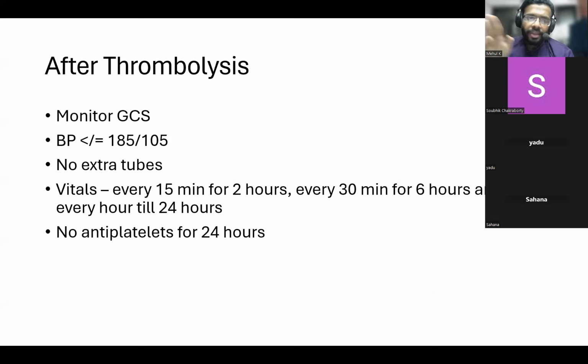Vitals monitoring as per AHA, every 15 minutes for 2 hours, every 30 minutes for 6 hours, and every hour till 24 hours total. So first 2 hours, 15 minutes, then every 30 minutes for 6 hours, and then hourly till 24 hours. Even if you're not doing this exactly, at least keep in mind that such a patient should be monitored very, very closely for the first 24 hours.